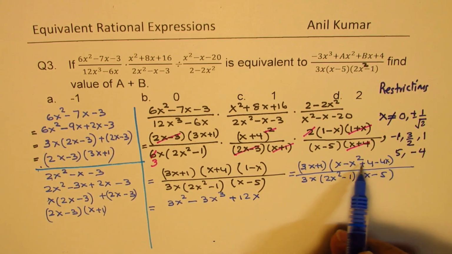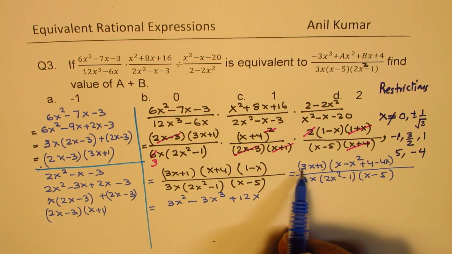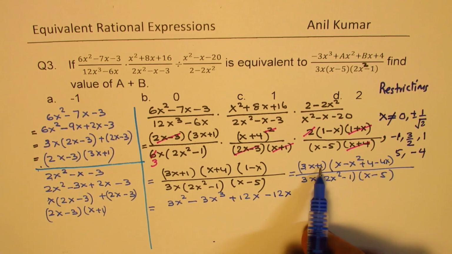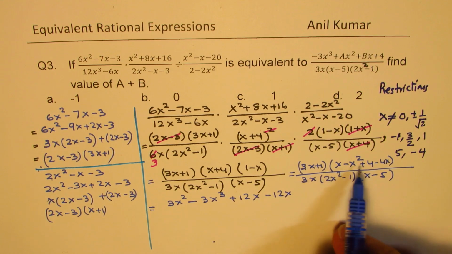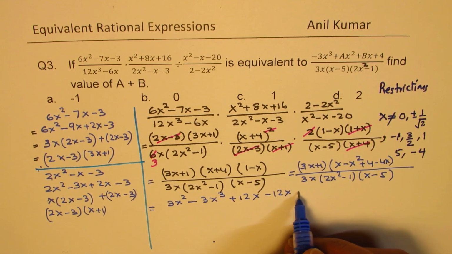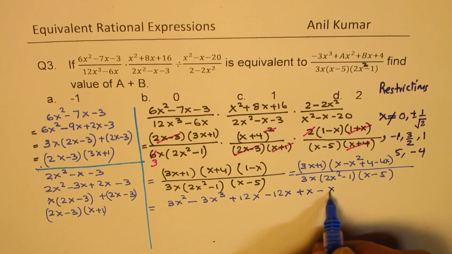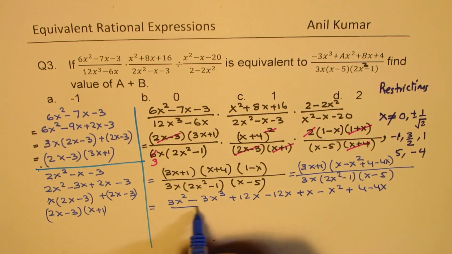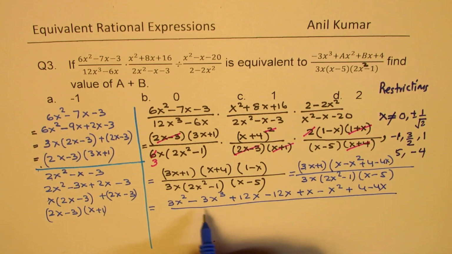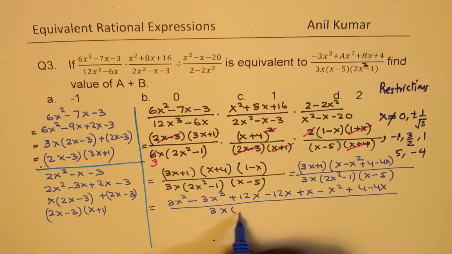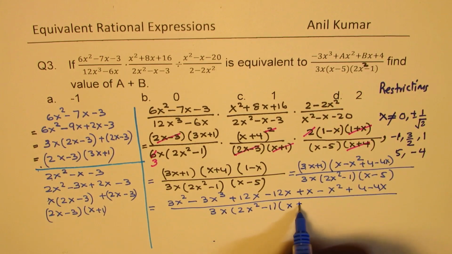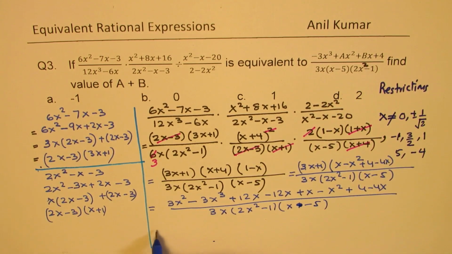I could have added these terms. Anyway, now I'll multiply. 3x times minus 4x is minus 12x. With 1, we get all these terms, which is plus x minus x squared plus 4 minus 4x, correct? Divided by the terms 3x times 2x squared minus 1 times x minus 5. Clear?